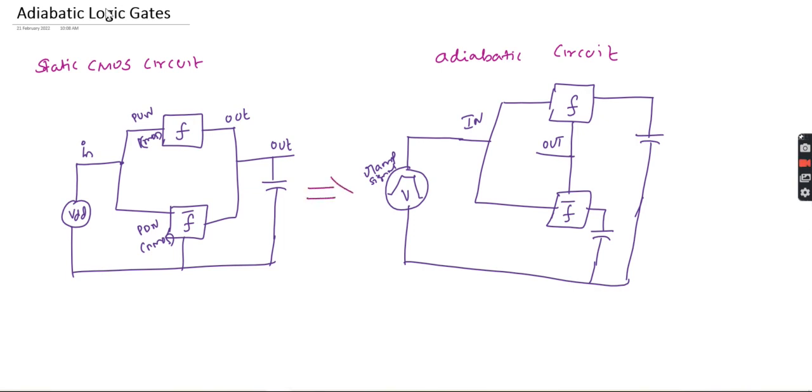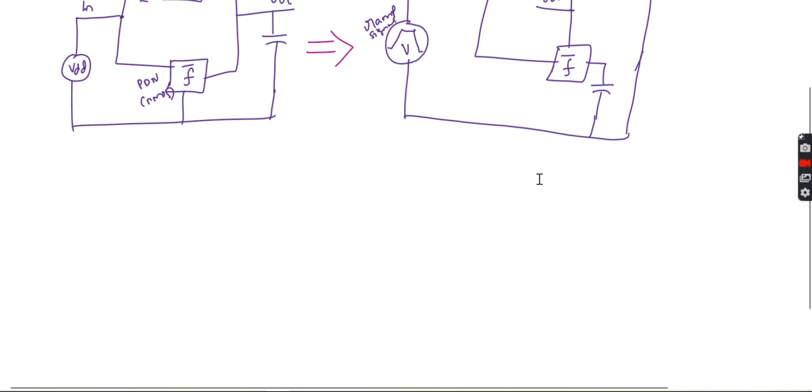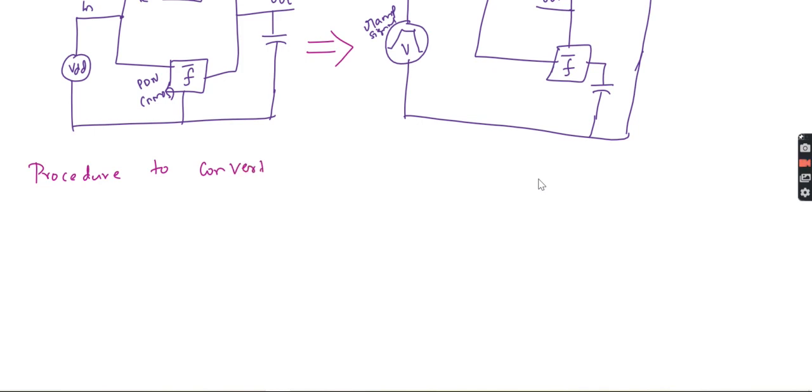Okay, how will it convert, we need to know. For that, let us show the procedure. What are the procedures we have to do? The procedure to convert static CMOS to adiabatic.